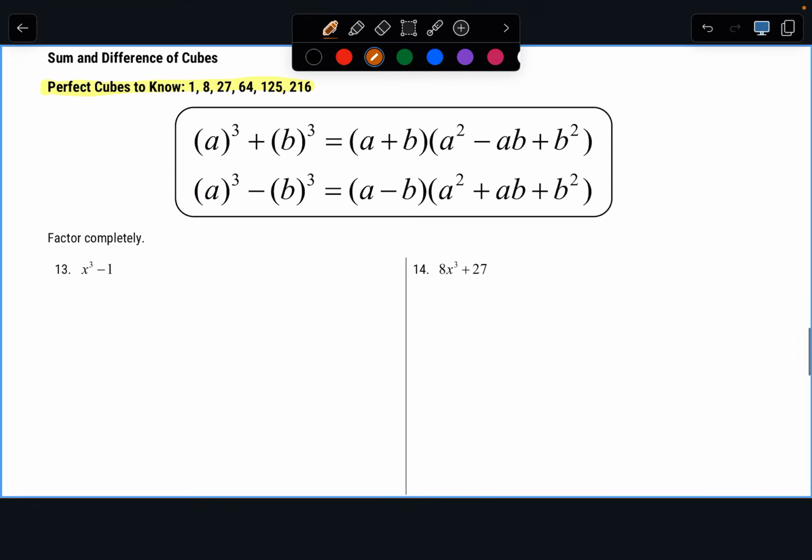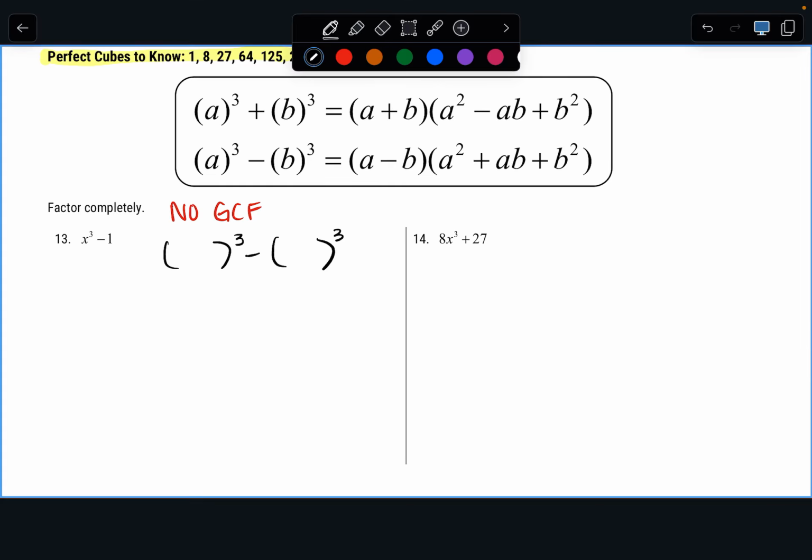So first one is an easy one. We're going to go in, and I do the same exact thing. This one doesn't have a GCF, so I'm just going to say no GCF. But I go in, I make my parentheses, and I try to see what number is getting multiplied by itself 3 times to make what I'm looking at. For x cubed, that's the same thing as x times x times x. So that means my a term in this case is x. For 1, if I have to multiply something times itself 3 times to make 1, the only number that works in that case is 1. So my b is 1.